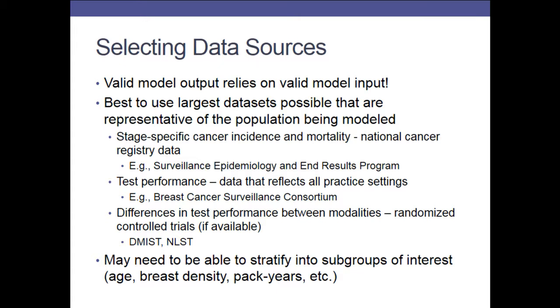For differences in test performance between modalities, if possible, randomized controlled trials are ideal. So for example, DMIST was a randomized trial that compared digital mammography to film mammography. The National Lung Screening Trial compared use of chest CT versus chest X-ray for lung cancer screening. So those are great to use when you're comparing two different modalities. And the more granular the data set, the better if you need to stratify the data into subgroups of interest. So for example, looking at differences by different age groups or differences in risk factors. So breast density if you're modeling breast cancer, pack years if you're modeling lung cancer, and so on.